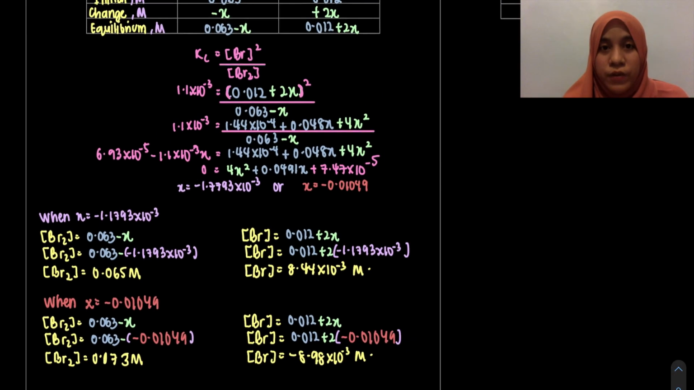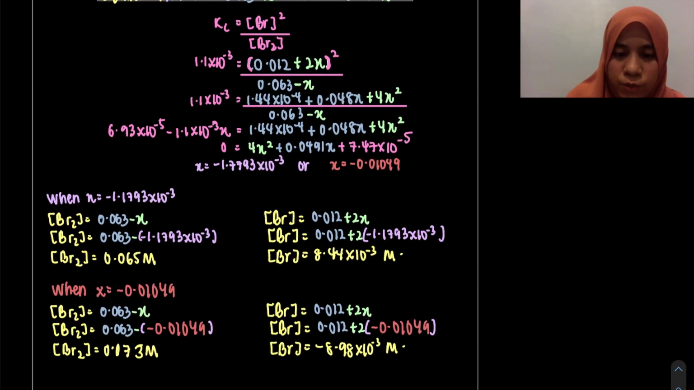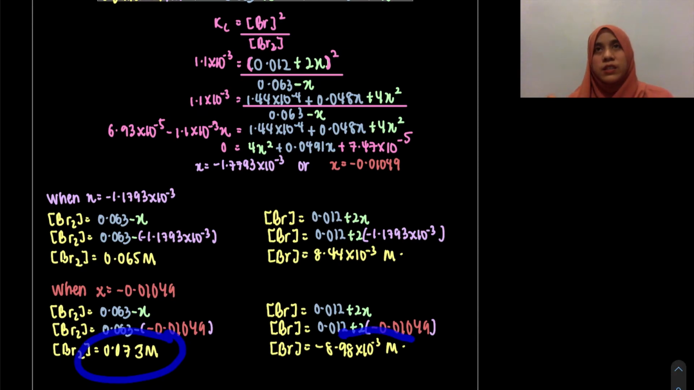So which value will be used? Okay, in this case, concentration will always be a positive value. If you look, you have never seen the concentration of HCl being negative 2 molar. It is not. It's always a positive value. So when we look at this, for the first one, when x is equal to negative 1.1793 times 10 to the power of negative 3, the concentration for both of the species is a positive value. Okay, so that's fine. Now when x is equal to negative 0.0149, one is a positive value, but here, one of the concentrations is a negative value.